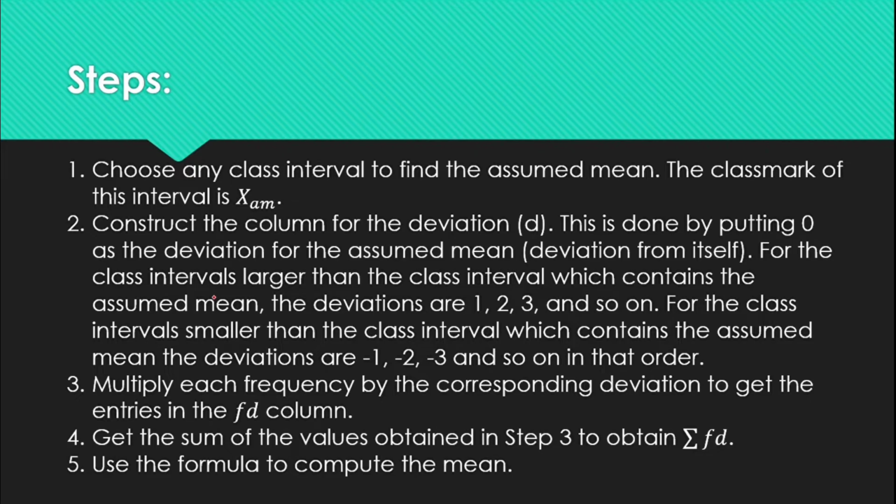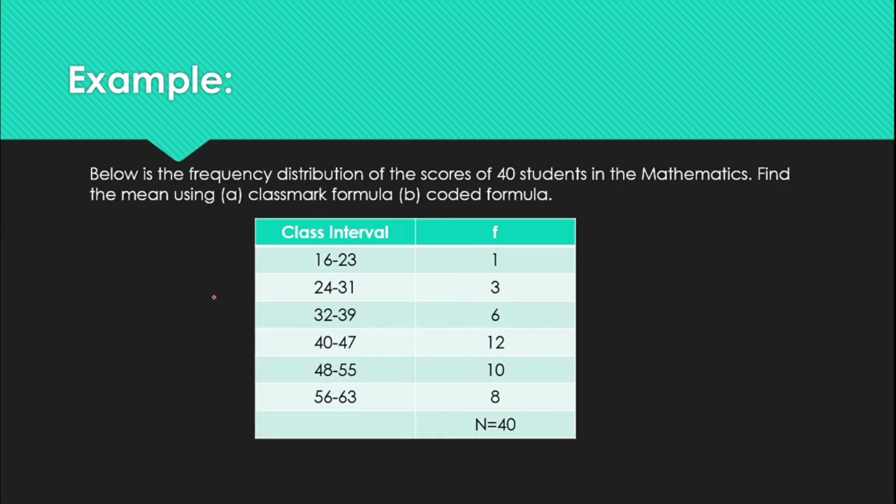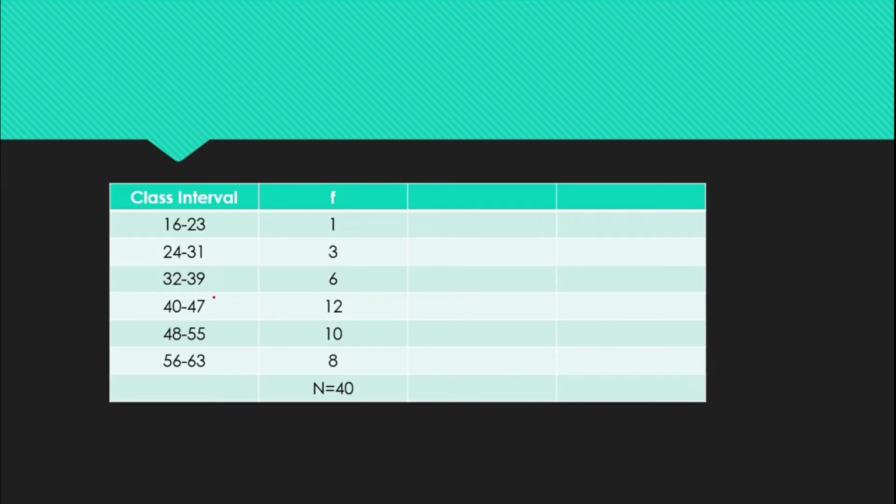Then, step 3, multiply each frequency by the corresponding deviation to get the integers in the fd column. Get the sum of the values obtained in step 3 to obtain the summation of fd, and use the formula to compute the mean. So let's have the example. Below is the frequency distribution of scores of 40 students in mathematics. Find the mean using the class mark formula and the coded formula. Let's start with the class mark formula.